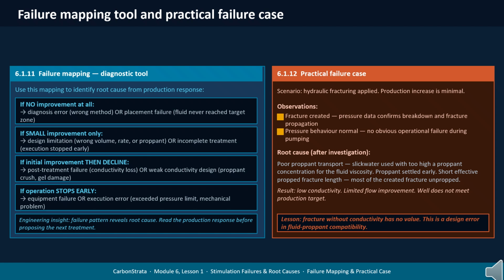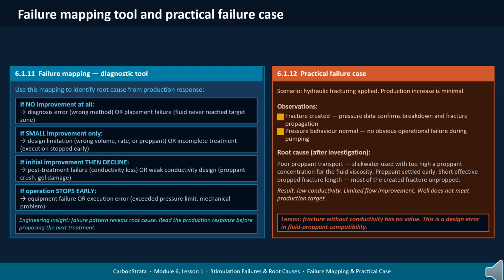Now validate with real case. Fracture was created. Pressure behavior confirms it. No operational failure. But production increase is minimal. This eliminates diagnosis error. Execution failure. Now isolate the cause. The only remaining factor is ineffective conductivity.